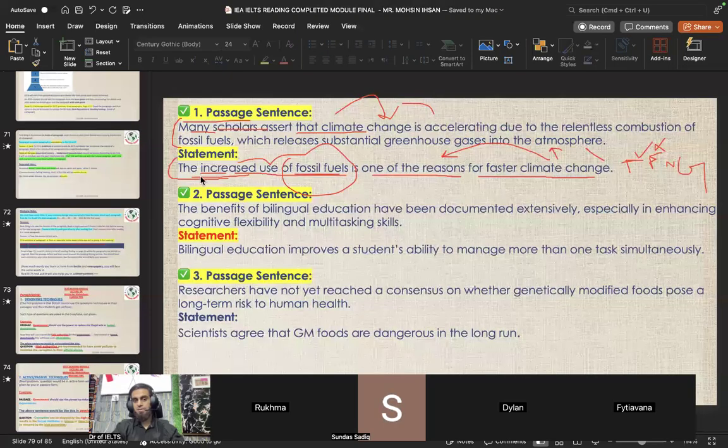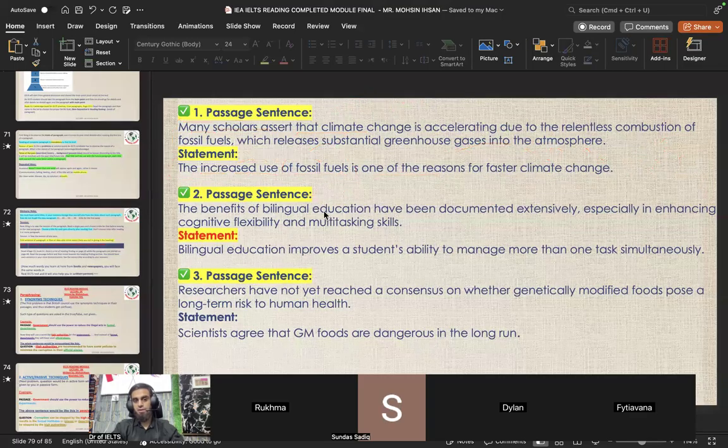These are the keywords: climate change, and the main reason for climate change is the increase in the use of fossil fuels. If the passage sentence is conveying a similar idea, first we look for the exact words. The exact word is fossil fuel, for instance, in the paragraph, and now we compare the information with it. If both have the same meaning, the same message, it is true. If not, it is false, and if it is not mentioned, it is not given.